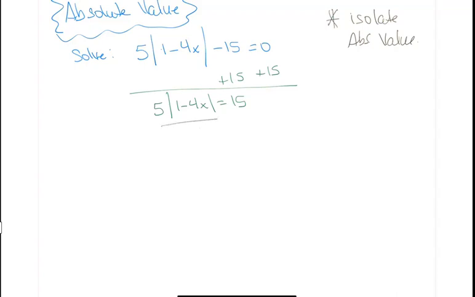And then we want to divide both sides by 5. 5 over 5 is 1. So now we have the absolute value of 1 minus 4x equals 3.